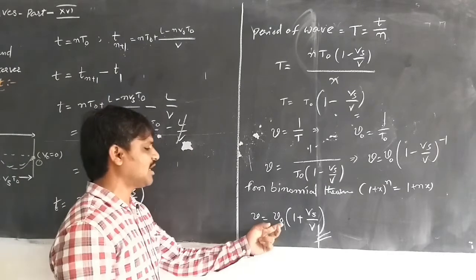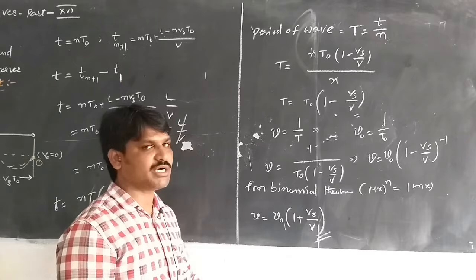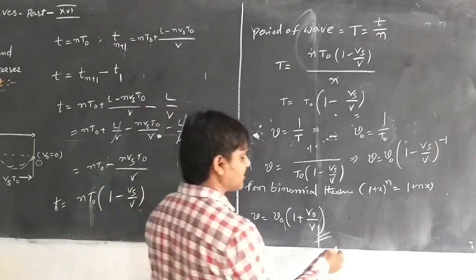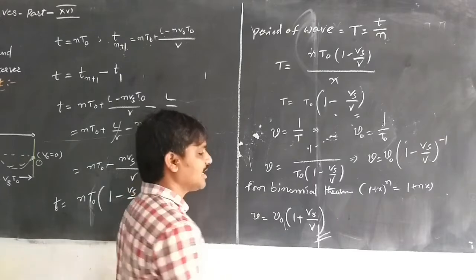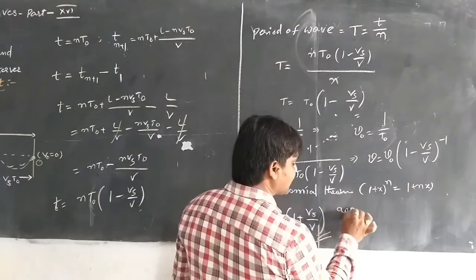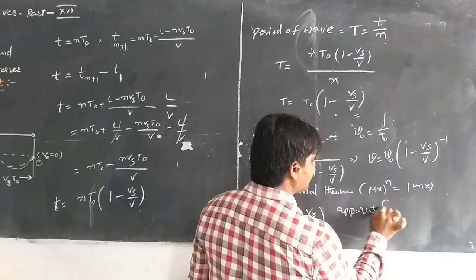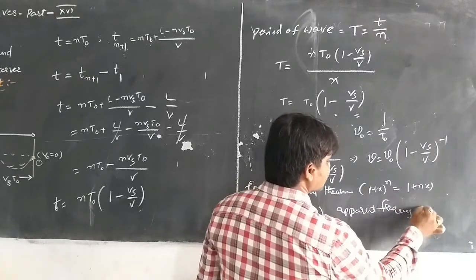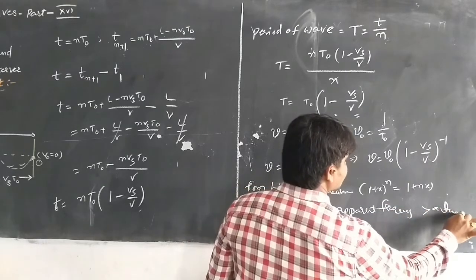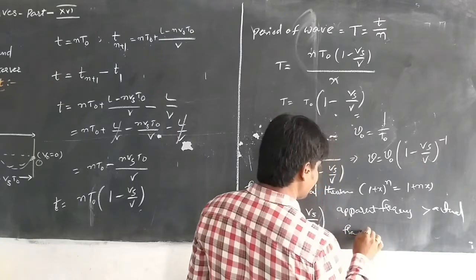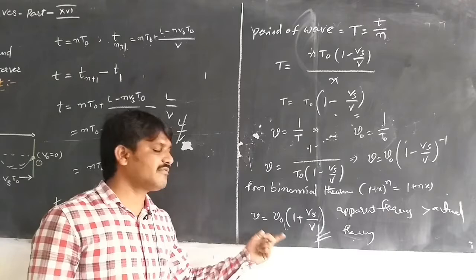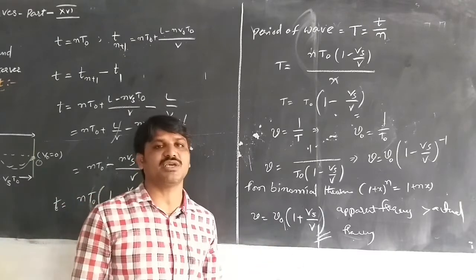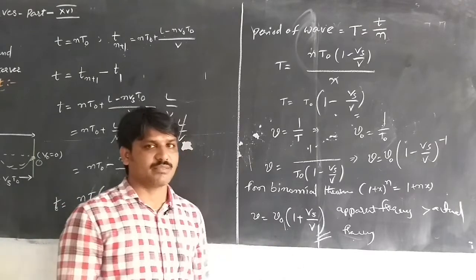Here nu is the actual frequency and nu naught is the apparent frequency. From that equation we can see that whenever the source is approaching an observer, the apparent frequency is always greater than the actual frequency. So this is the equation for the apparent frequency of a wave.